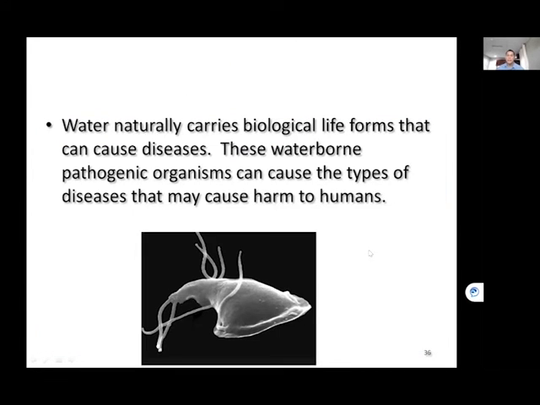Disinfection. Water naturally carries biological life forms that can cause diseases.